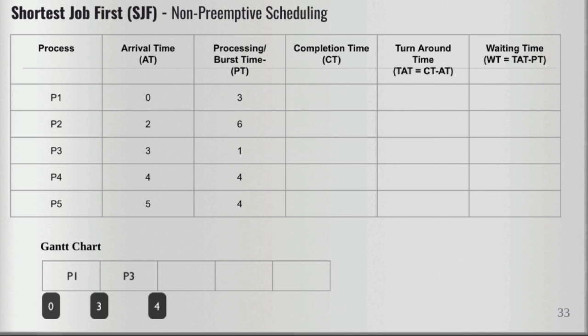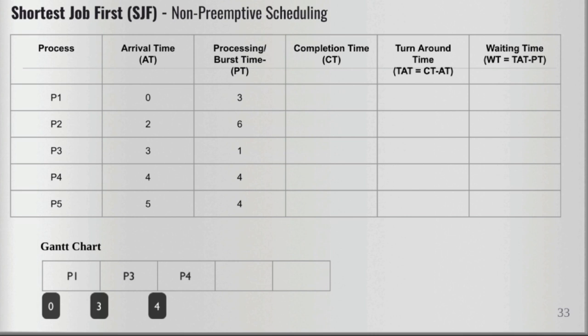Now at time interval 4, which processes have arrived? You can see that at time interval 4, P2 has already arrived because it arrived at 2, and P4 has also arrived. So both processes have arrived, but which one has the shortest burst time or processing time? You can see P4 is shorter, because P2 has 6, P4 has 4. So definitely P4 will win. So P4 will go here.